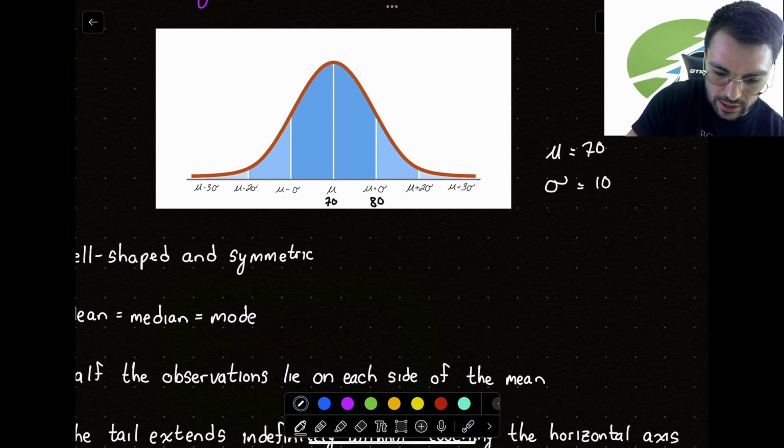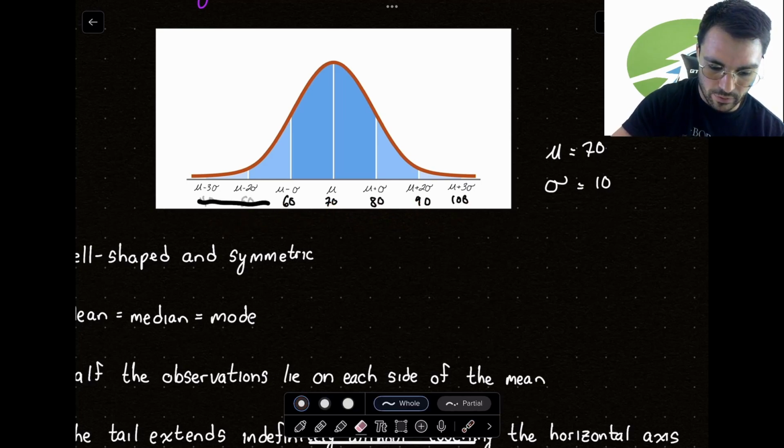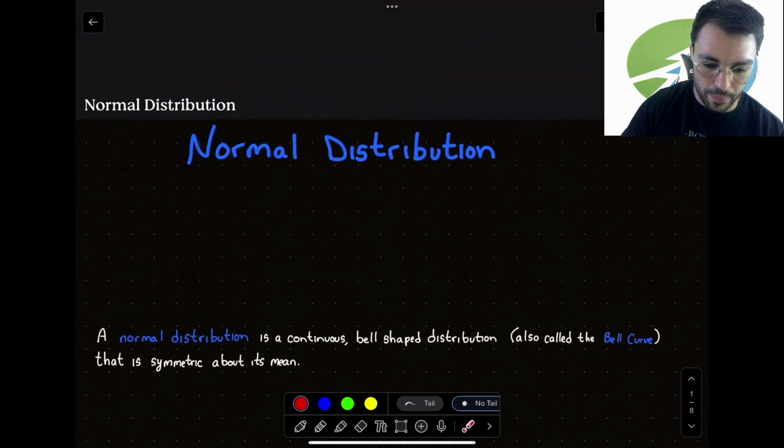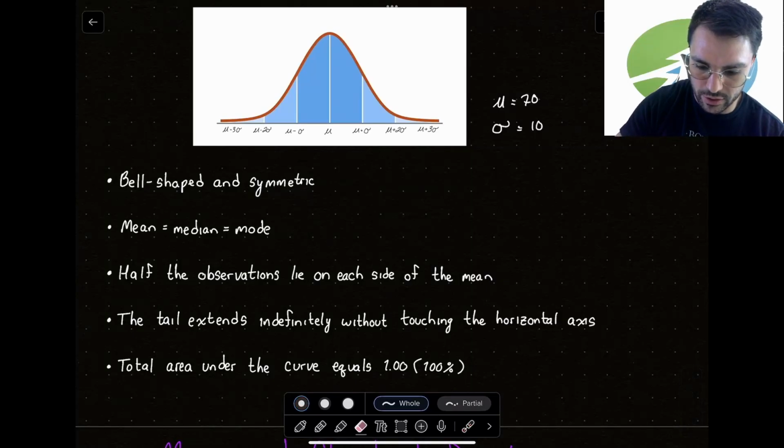70, 80, 90, 100, and then we go down 60, 50, 40. The mean is 70 and the standard deviation is 10, so that means we go up 10, up 10, up 10, and likewise down 10, down 10, down 10. All right. So this is what we would do for a regular normal distribution. Let's erase this here.